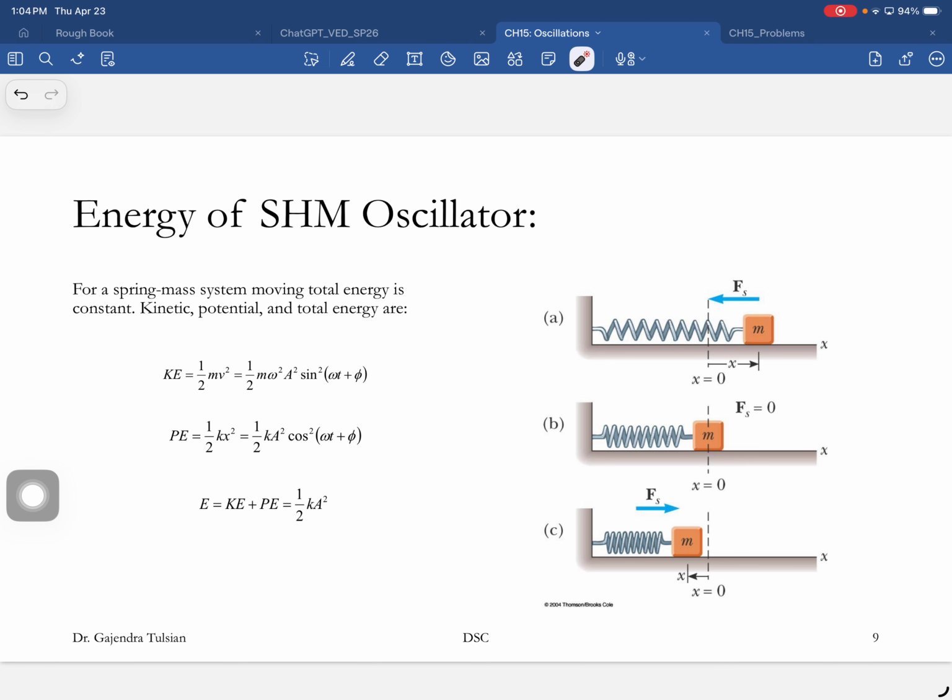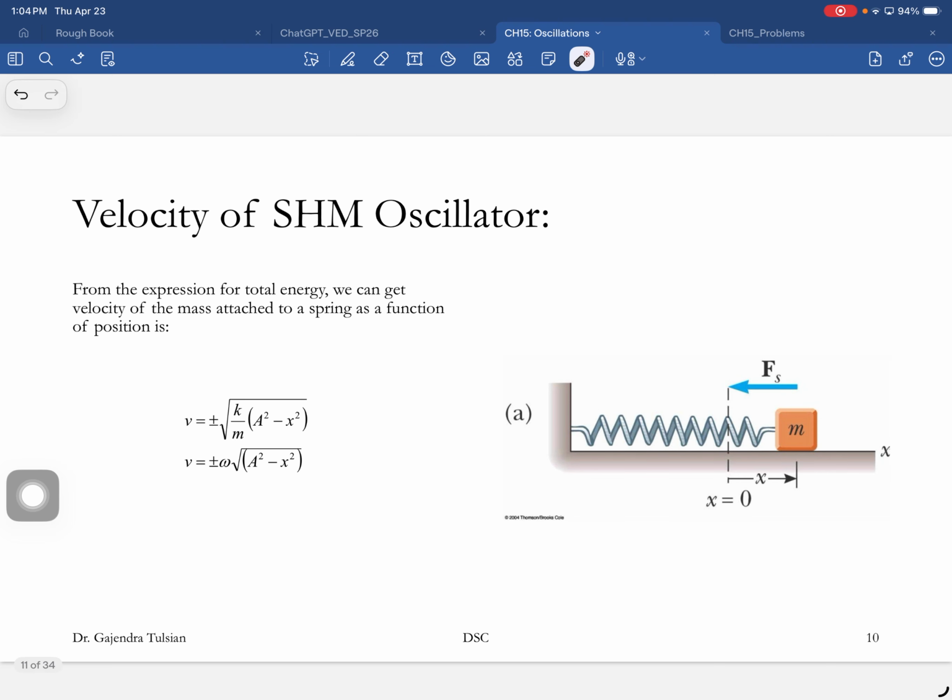If you add friction, what will happen? Then this energy will decrease, and eventually the oscillations will die down. In a lot of your systems, you want to damp out oscillations, and we'll learn how to damp out oscillations.